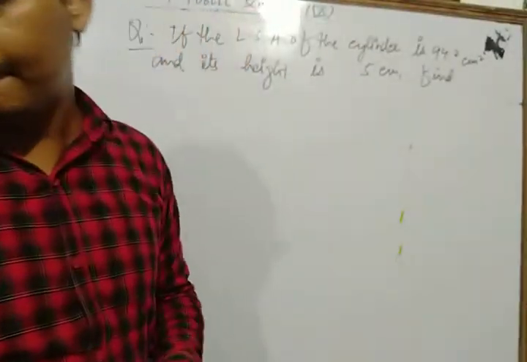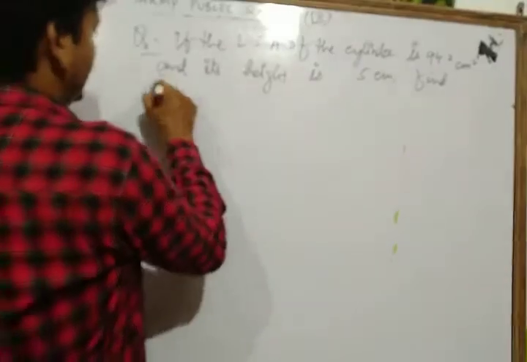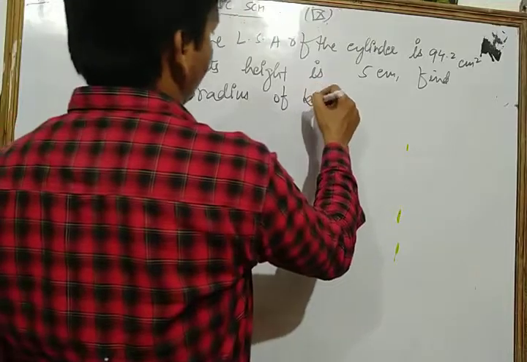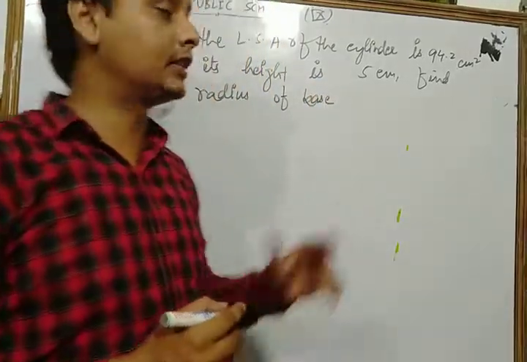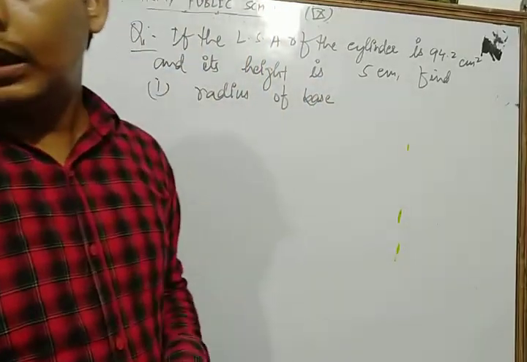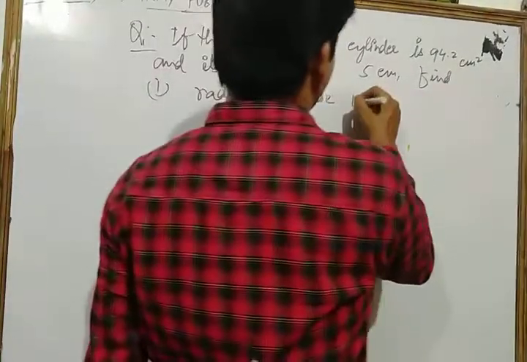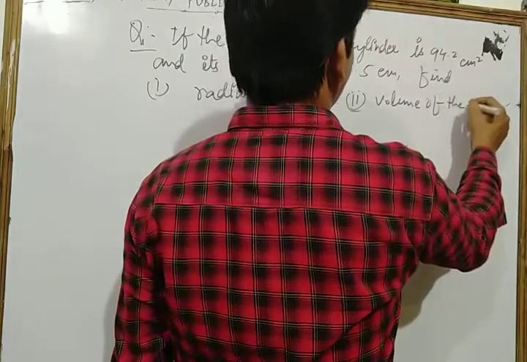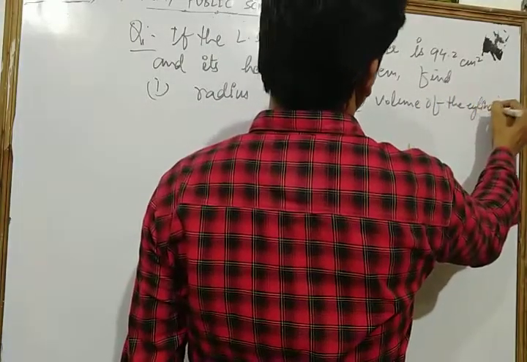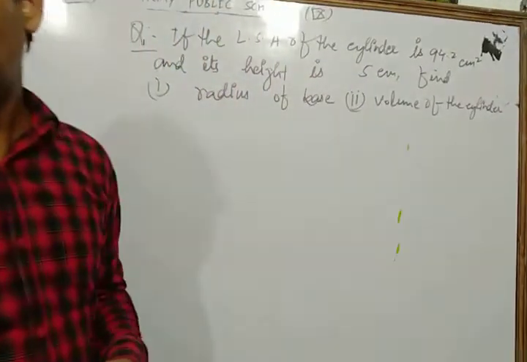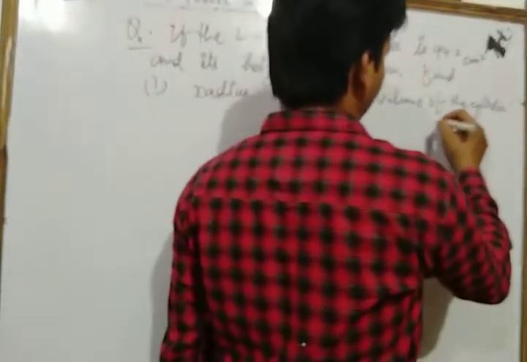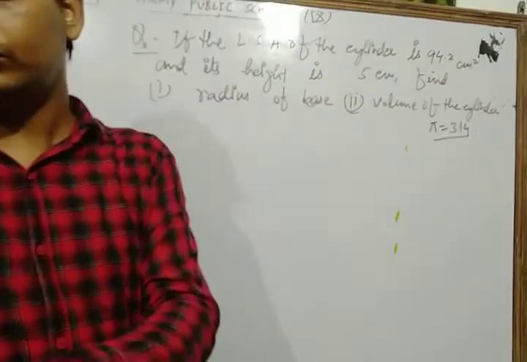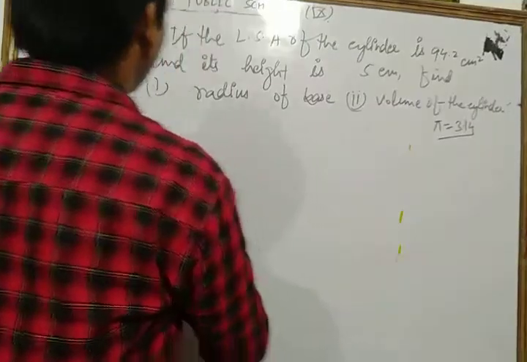Find first point, radius of base. Radius means radius of the base of the cylinder, and the second one, volume of the cylinder. And in this question we take the value of pi as 3.14. Let's see its solution.